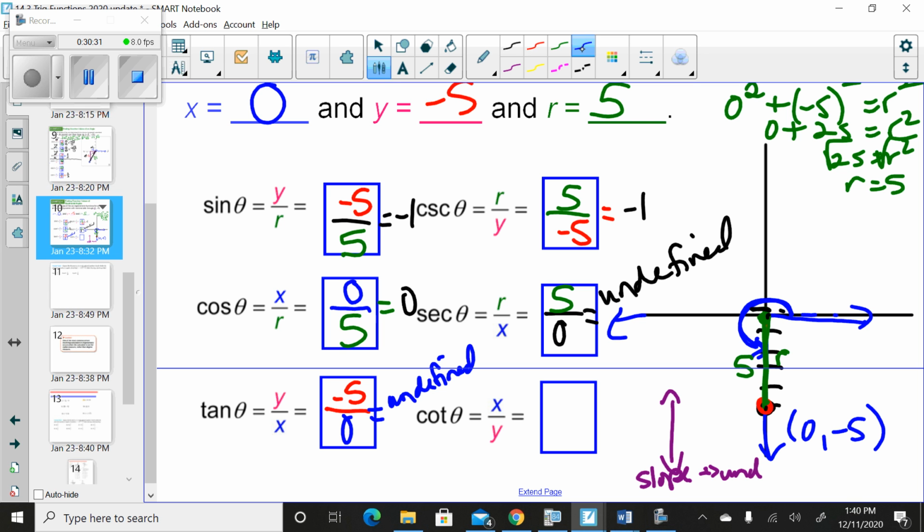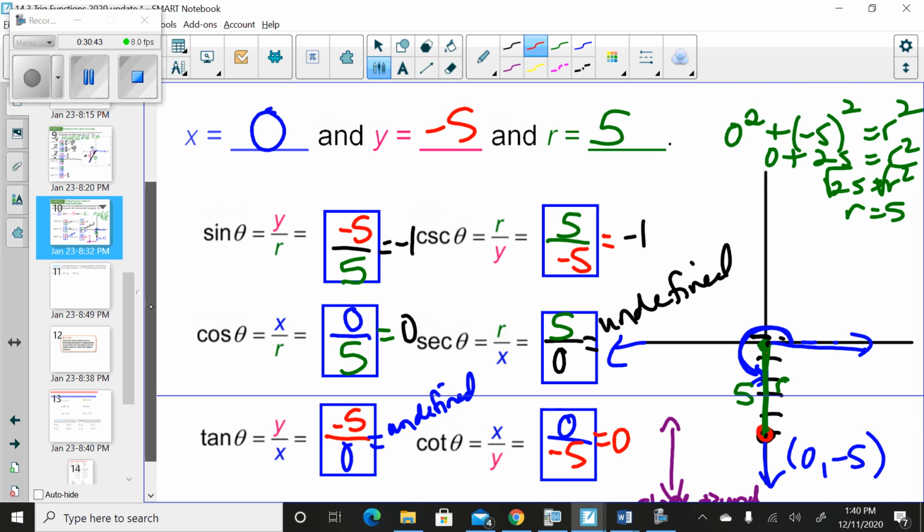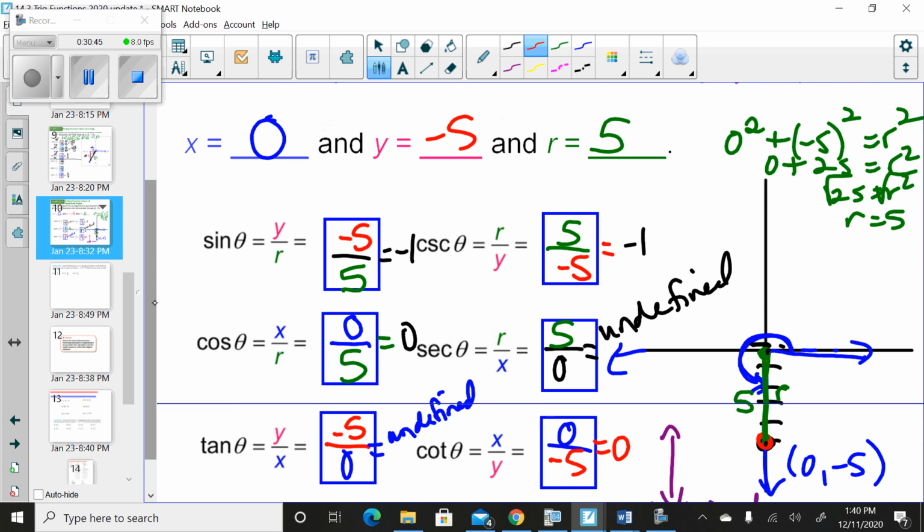And then cotangent, we flip. So we get 0 over -5, which would be 0. So finding those reciprocals, we're just flipping. Again, if it's undefined, the reciprocal should be 0. So that kind of makes sense. So for the ones that are on either the x or y axis, we have weird ratios that are different. Instead of having like 2 over 3 and things like that, we end up getting 0s and 1s and undefined. It's because 90, 180, 270, 360 are kind of unique locations.